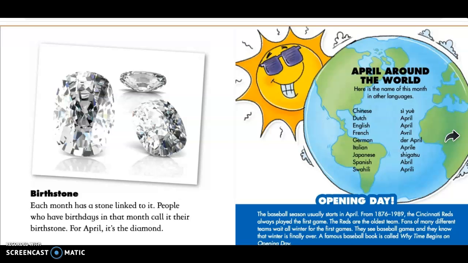Opening day. The baseball season usually starts in April. From 1876 to 1989, the Cincinnati Reds always played the first game. The Reds are the oldest team. Fans of many different teams wait all winter for the first games. These first baseball games tell them that winter is finally over. A famous baseball book is called Why Time Begins on Opening Day.